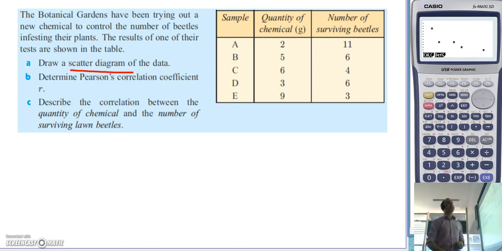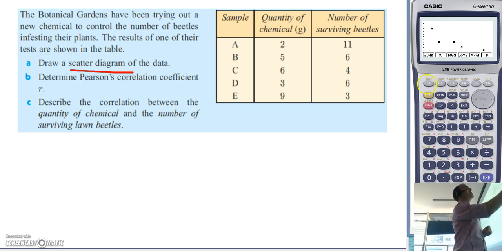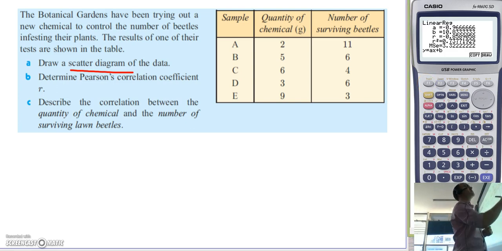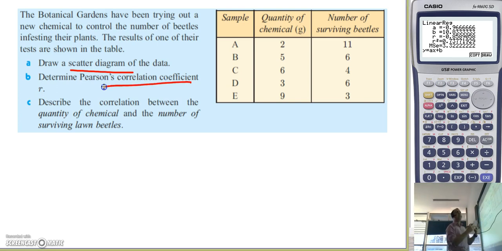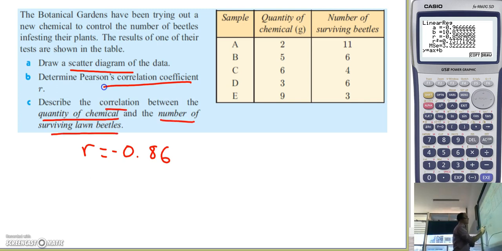Okay, so I get a graph. I can already see that it's going down, so it's going to have a negative value. My R value is going to be negative. To work that out, I'm going to click calculate, X, and here we go. So my the Pearson's correlation coefficient, the R value, is R equals -0.86. So describe the correlation between the quantity of chemical and the number of surviving lawn beetles.